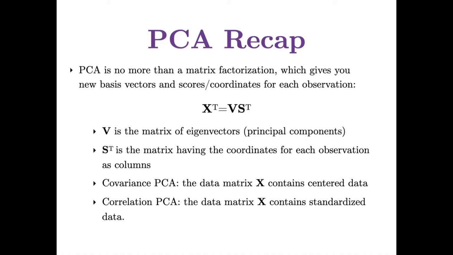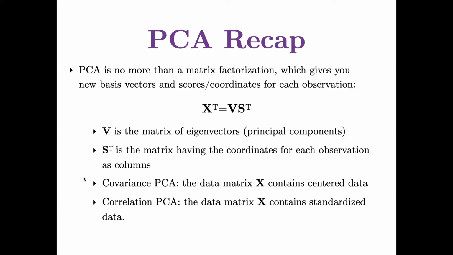So principal components is really just a matrix factorization, which gives you a new set of basis vectors and scores or coordinates for each observation. Now we can write this as a matrix product. Here I have V as the matrix of eigenvectors, those are principal components, as columns. S transpose is the matrix of coordinates for each observation. Now, if you're getting confused here, don't worry, we're going to illustrate this on the next slide.